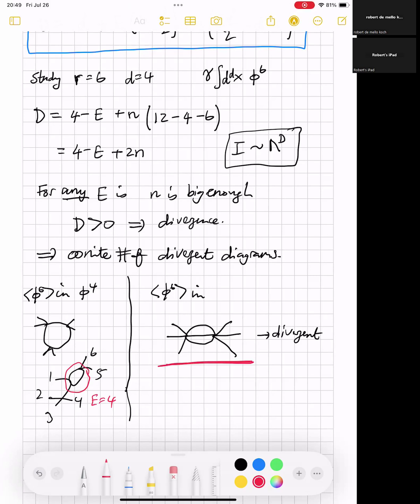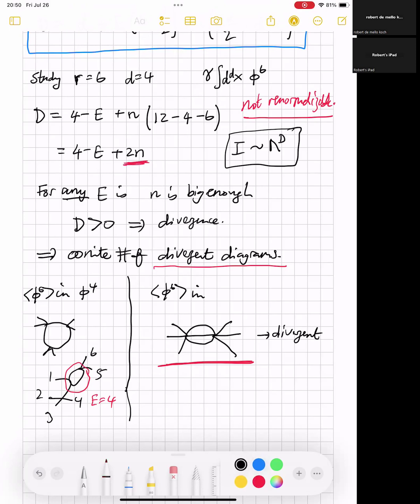So there really are an infinite number of new divergences. There's an infinite number of divergent diagrams, and we cannot remove those with a finite number of renormalization conditions. So r equal to 6, d equal to 4: this theory is not renormalizable. So phi 4 we found was renormalizable, and this is a theory that's not renormalizable. And what's the difference? It's the fact that now we've got this 2n appearing. This is the new effect.